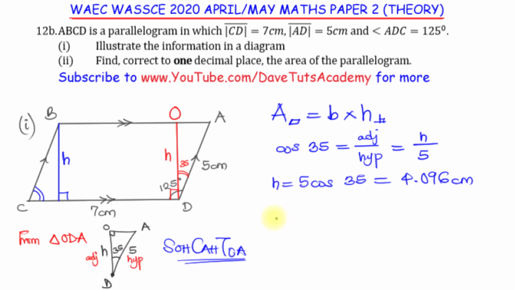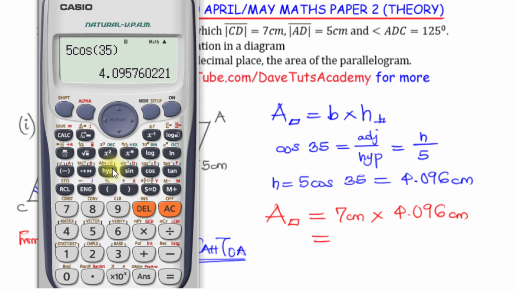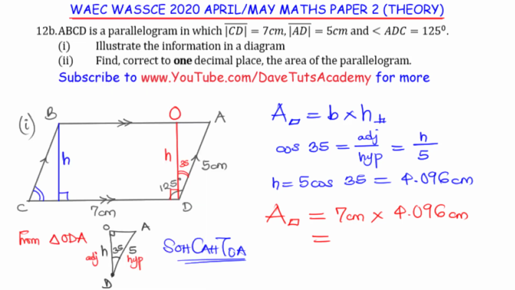Alright? But nobody asked us to find the height. We actually asked to find the area. So since I now know the height, I can say the area of the parallelogram is the base, which is 7 centimeters, multiplied by the height, which is 4.096 centimeters. And if I evaluate that, I take the last answer that I just got, multiplied by 7. And that's going to give me 28.67 centimeters square.